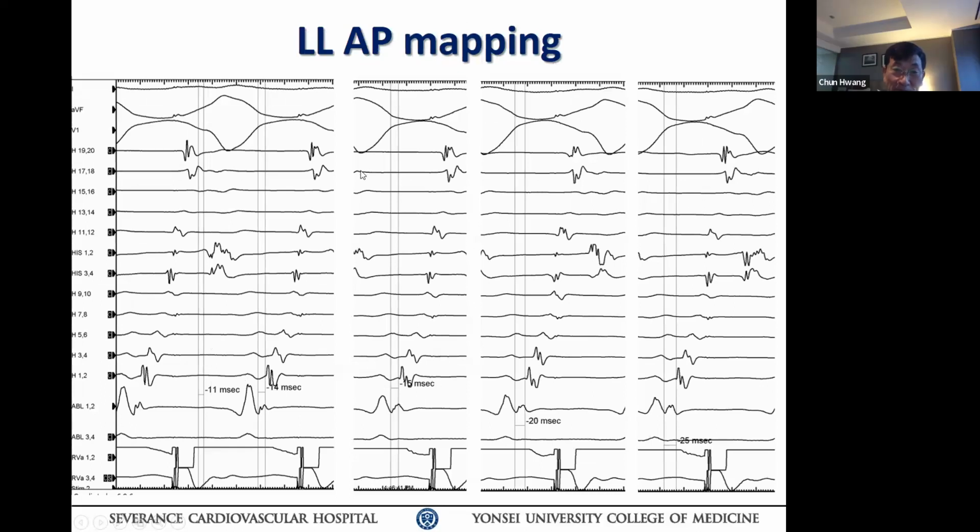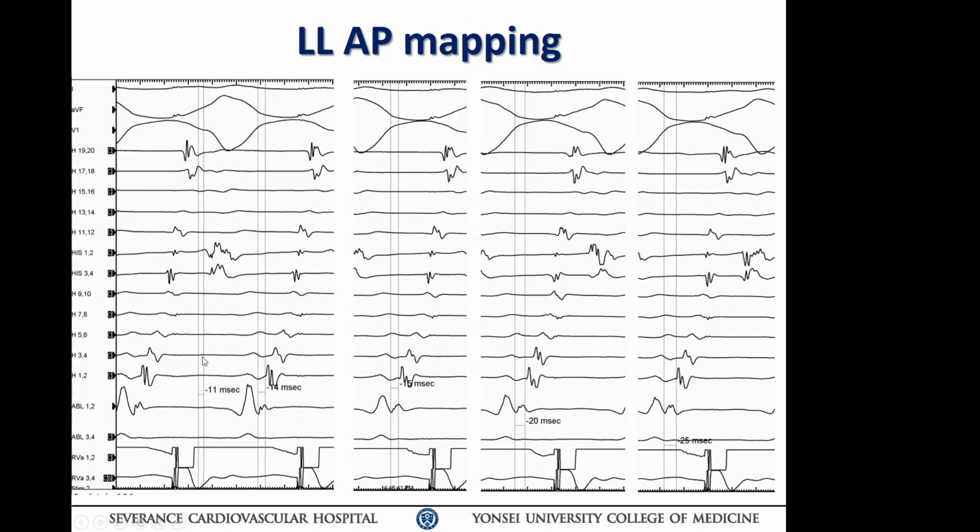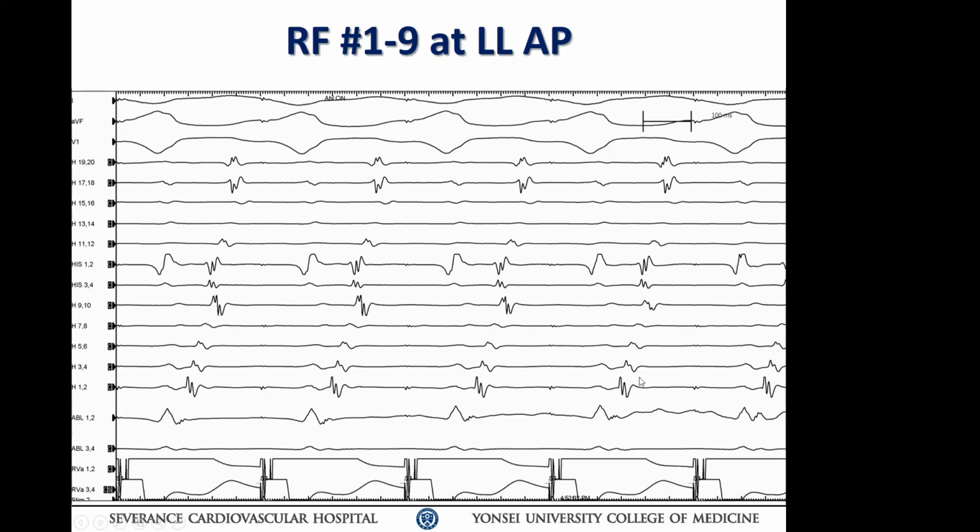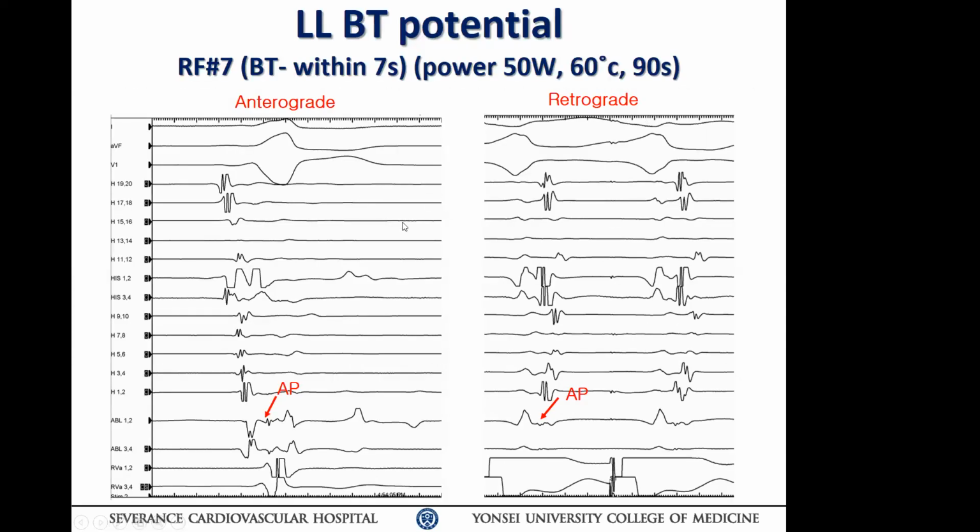We start mapping. We found the signal from earlier 14 milliseconds to 25 milliseconds. We signal here. RF starts from 1 to 9 at the left lateral bypass tract, but the first 6 RF cannot terminate the bypass tract. But at number 7, before RF number 7, we found a very good accessory pathway potential, both anterograde and retrograde accessory pathway potential at the left lateral.